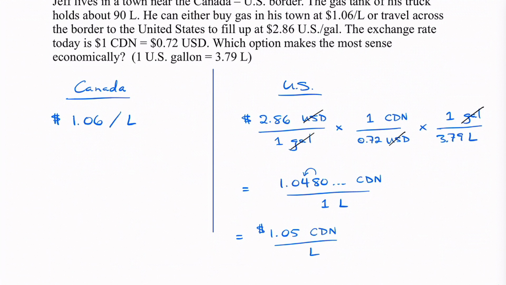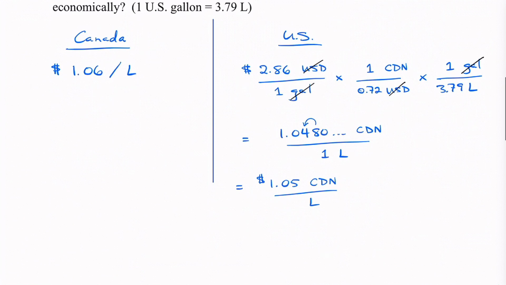So now that we have the price for what it would cost in the US in Canadian dollars per liter, I can compare with the Canadian price. So I can see that this one is cheaper, but you would have to drive down across the border into the States to get your fuel and then drive back. So economically, this one might not be the best because you're going to end up spending money driving there and driving back. So this option for a cent more is probably going to be your better pick, but this one is the cheaper price.